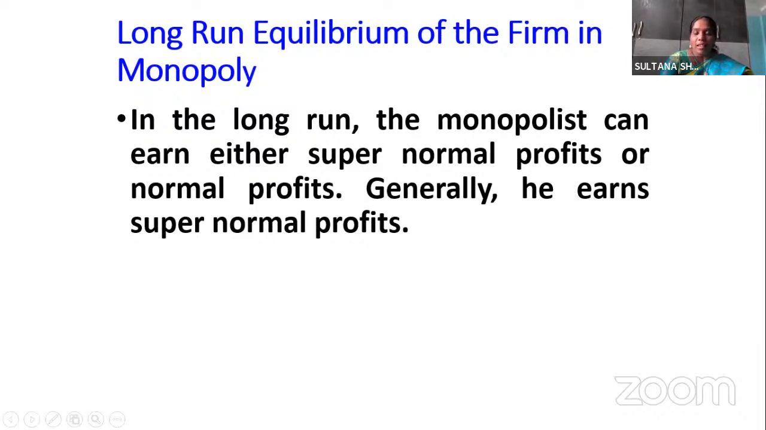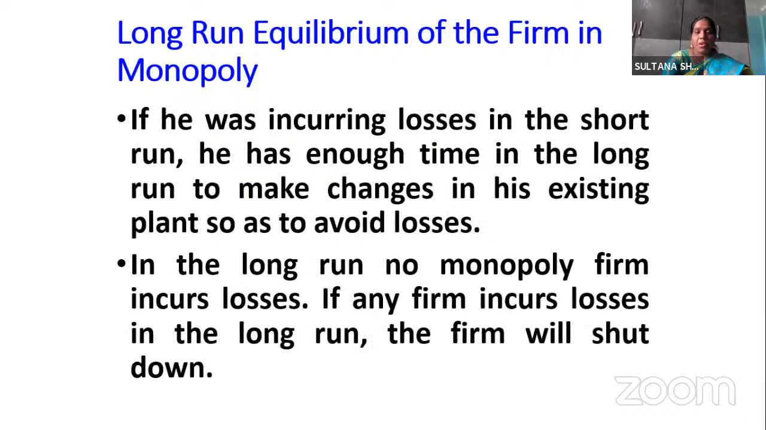Why will he earn supernormal profits? Because he is the only single seller. You have to remember that in the long run, the firm will get supernormal profits. If he was incurring losses in the short run, he has enough time in the long run to make changes in his existing plan so as to avoid losses. In the short run, he can't do anything. But in the long run, he can adjust.